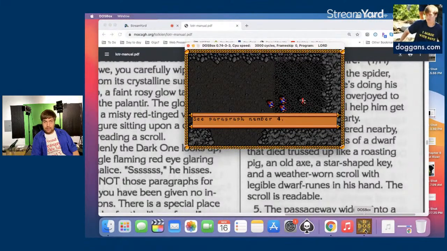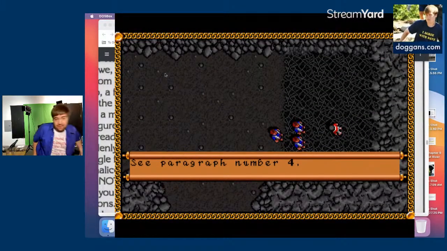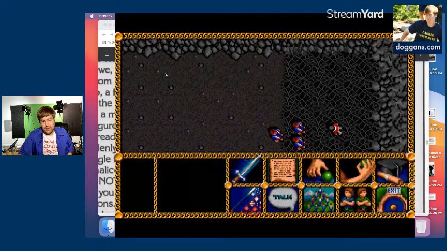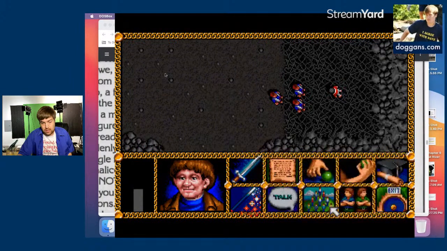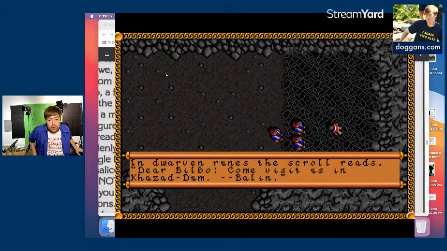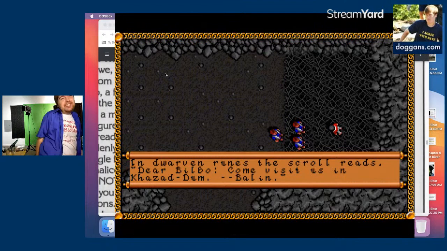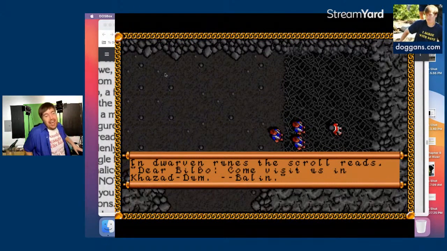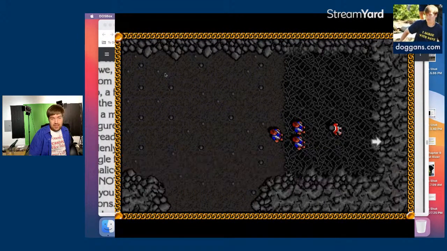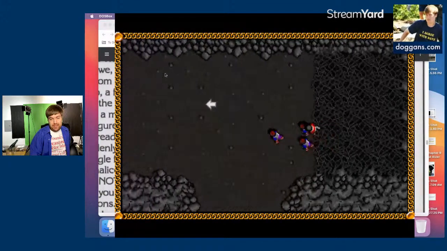Okay, let us return to full screen DOSBox. I guess, do we have to pick up those items? Axe, star key, yes. And read. In Dwarven runes, the scroll reads, Dear Bilbo, come visit us in Casa Doom, Balin. Okay, so is this Balin, or is this a dwarf messenger that was just sent to the Shire to say, hey, everything's great in Moria now? Or is it just a random piece of texture? Who knows? Okay, but Freddy's with us now.